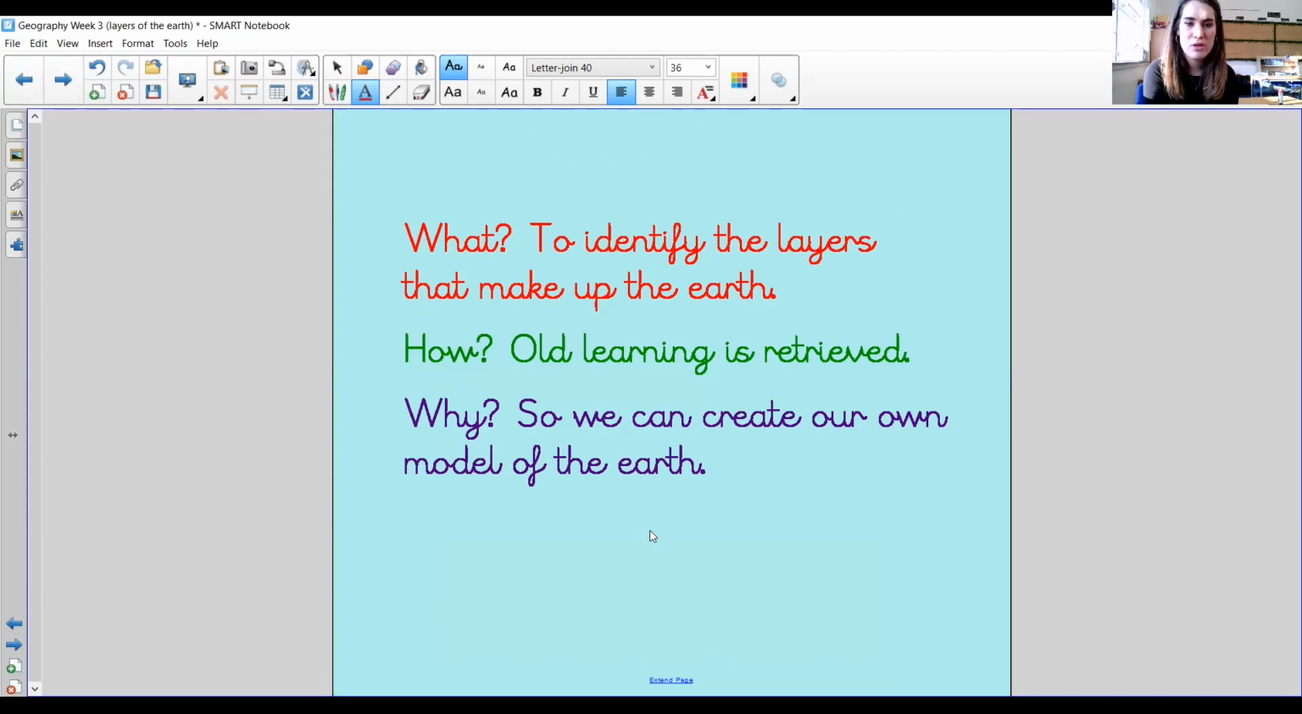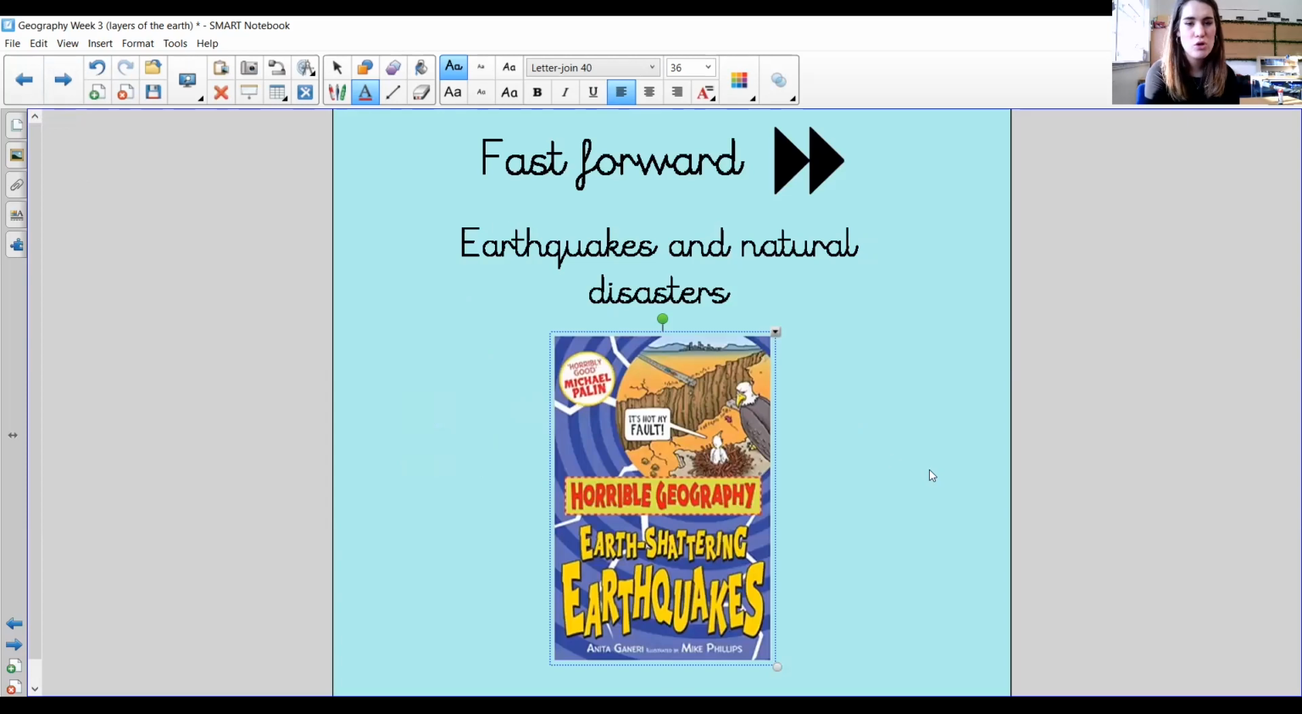So what are we going to be doing today? We're going to be identifying the layers that make up the Earth. How? By retrieving old learning. And why? So we can create our own model of the Earth. The reason we're rewinding back to this learning is because in the next few weeks, we're going to be looking at natural disasters and earthquakes. We're going to be learning all about earthquakes, why they happen, and some more information about the countries they happen in, to see what they have to do to prepare for earthquakes. We might even have a little go at doing something practical to do with earthquakes.